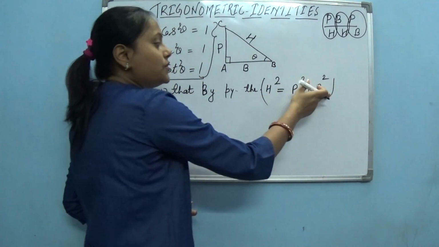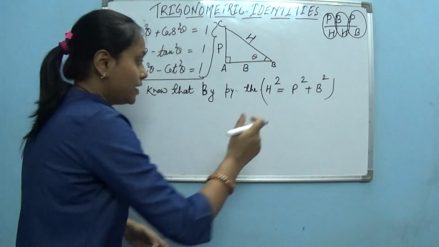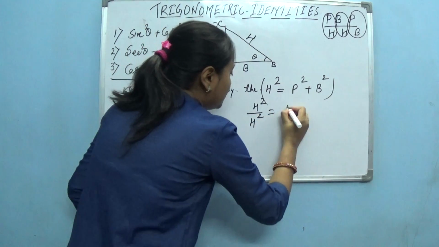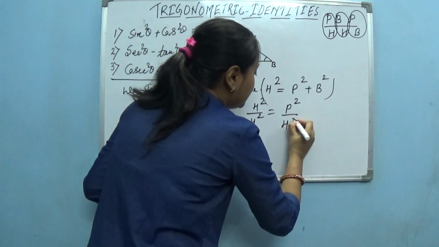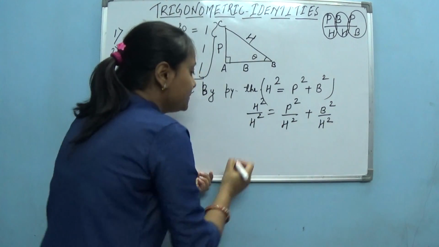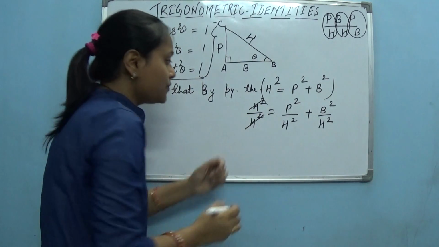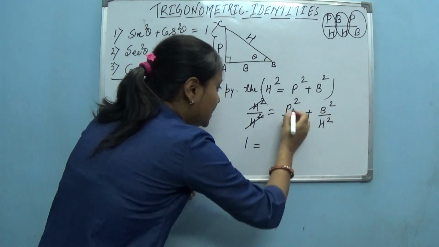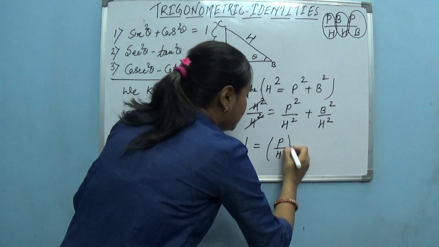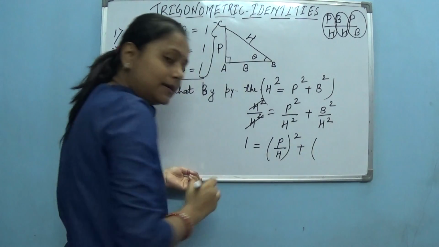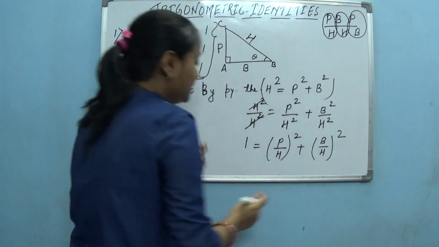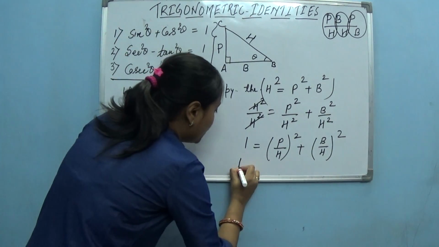Now divide this equation by hypotenuse square. H square divided by H square, P square upon H square plus B square upon H square. Clear? Now H square is cut by H square, so we get 1 here, and we can write P square upon H square as P upon H whole square, plus B square upon H square as B upon H whole square. Clear is it?